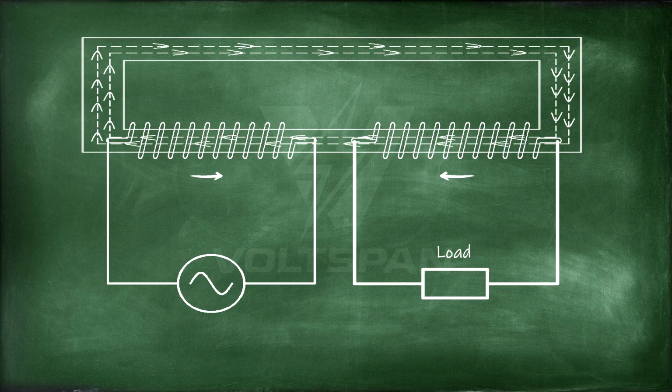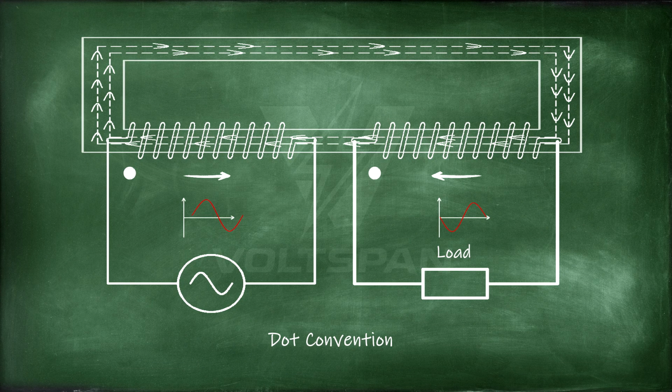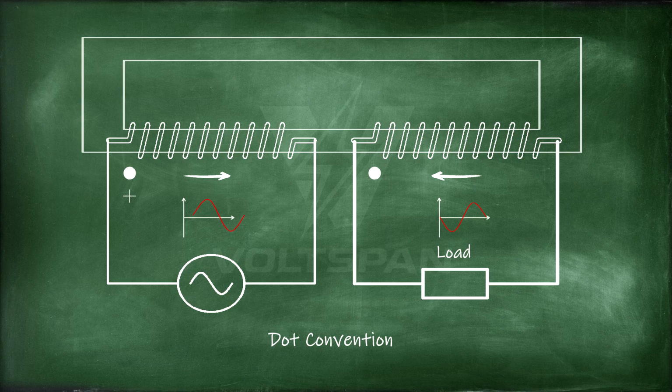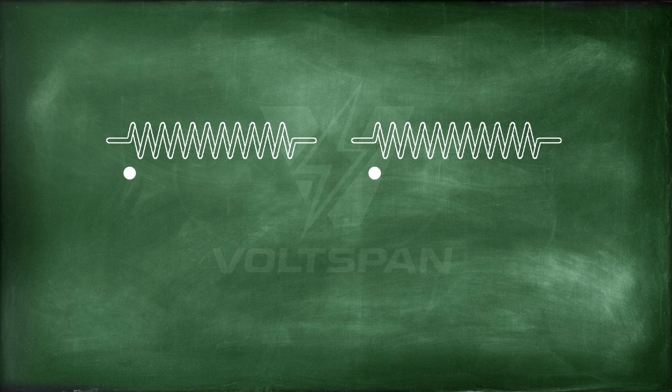The result? The voltage induced in the secondary is the mirror image, 180 degrees out of phase with the voltage applied to the primary. To keep track of this relationship, engineers use the dot convention. We place a dot on the terminal of each winding that has the same instantaneous magnetic polarity. When the dotted terminal of the primary is positive, the dotted terminal of the secondary will also be positive, and vice versa.